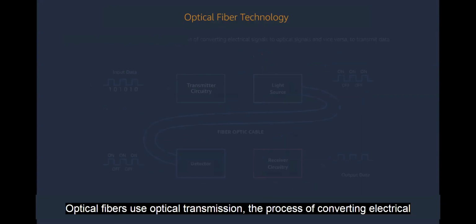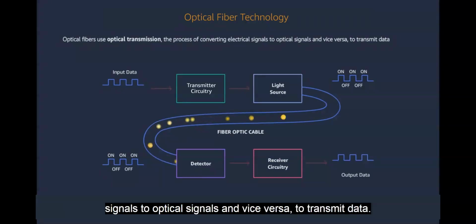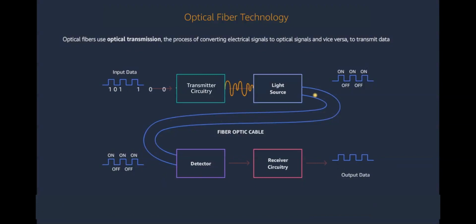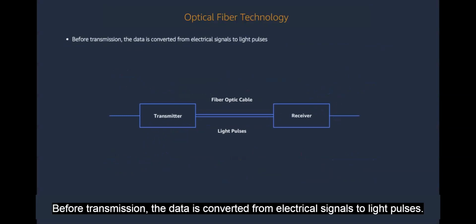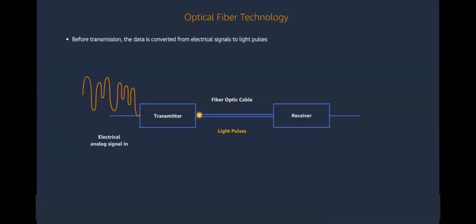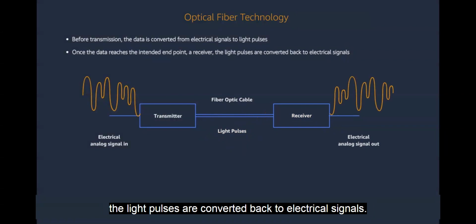Optical fibers use optical transmission, the process of converting electrical signals to optical signals and vice versa, to transmit data. Before transmission, the data is converted from electrical signals to light pulses. Once the data reaches the intended endpoint, a receiver, the light pulses are converted back to electrical signals.